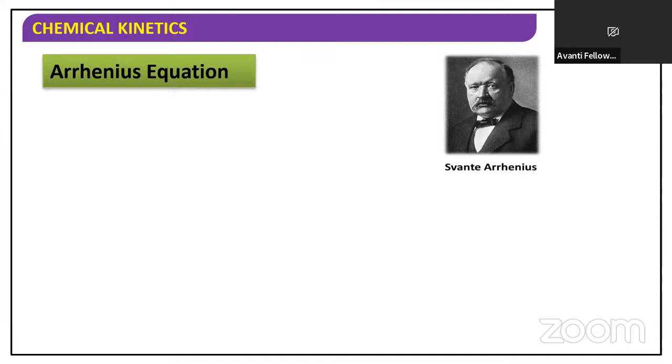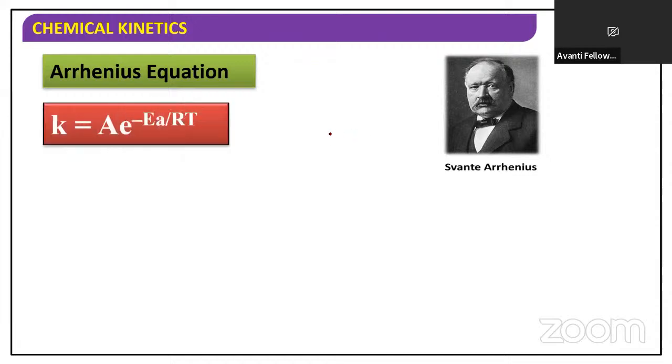For example, if at temperature 290 Kelvin the rate of reaction is R, right? Then at 300 Kelvin, the rate of reaction becomes 2R. At 310, it becomes 3R. So every 10-degree rise in temperature, the rate of reaction becomes almost double. Okay, let's see the Arrhenius equation.